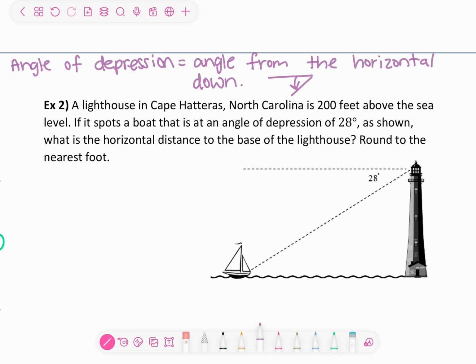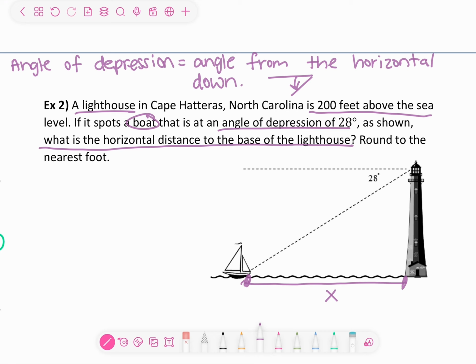All right, so now let's figure out what question it's asking. So it says that the lighthouse is 200 feet above the sea level. I'm going to underline that. Okay, that's a lighthouse. It says if it spots a boat that is at an angle of depression of 28 degrees, as shown, so here's the question. What is the horizontal distance to the base of the lighthouse? So from the boat to the base of the lighthouse. So what is this horizontal distance? I'll go ahead and call that X.